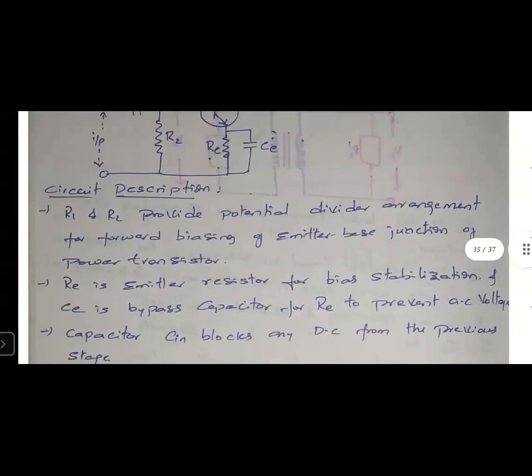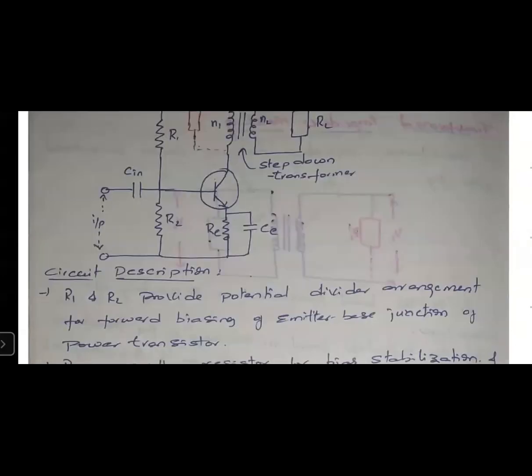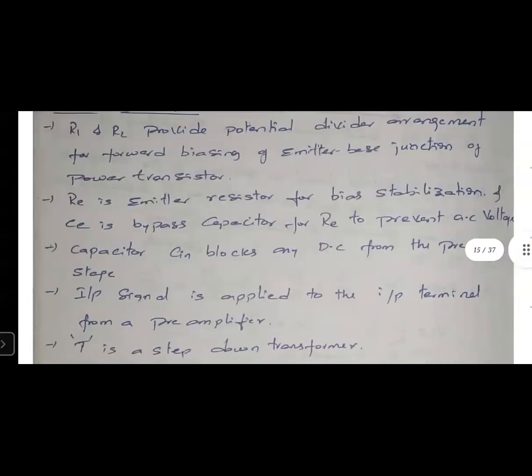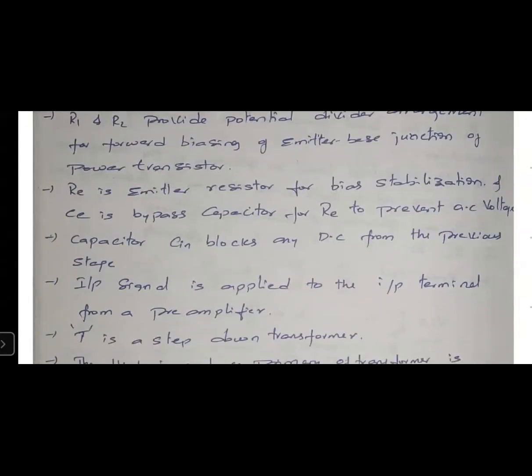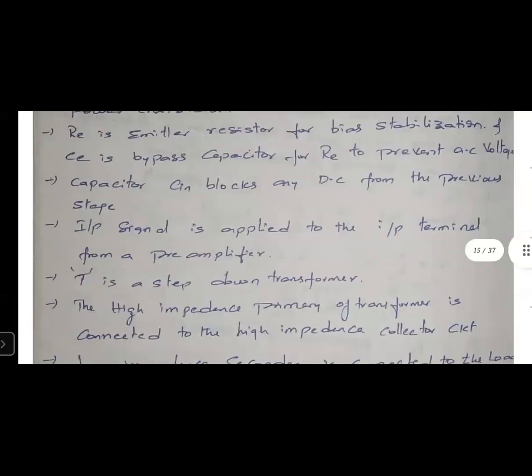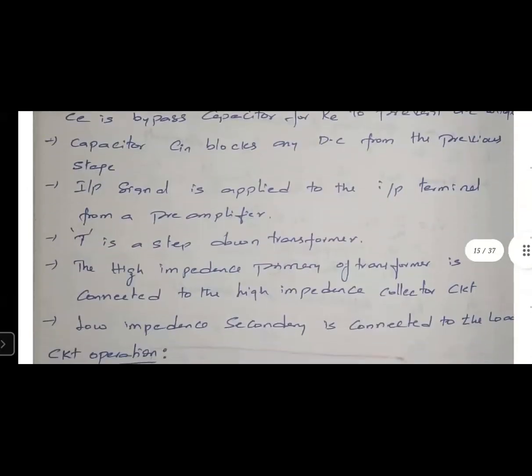Where is CN? Again, if you observe here, the input voltage is connected to CN. CN is used as a coupling capacitor, and CN blocks the DC from the previous stages or next stages. That means we can connect the circuit to n number of stages. Similarly, if the input signal is applied to the input terminal, then this signal will be amplified.